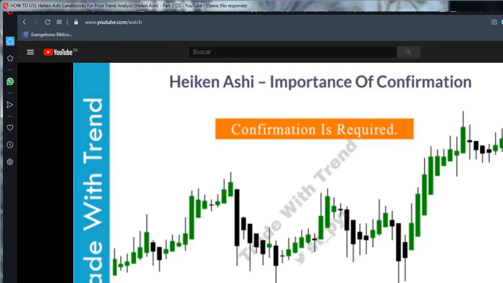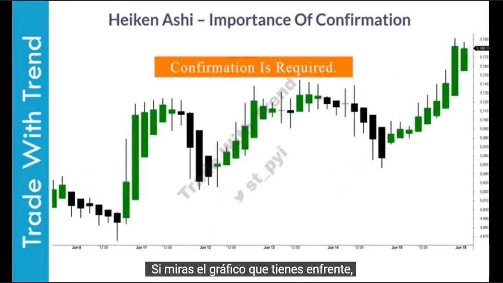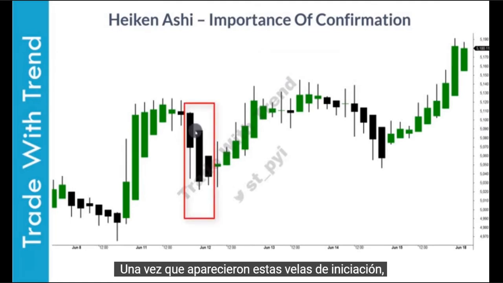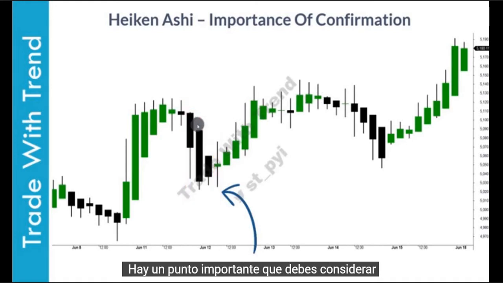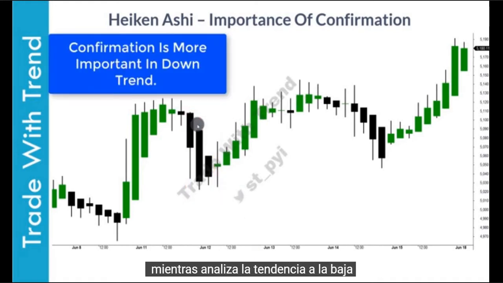Now without confirmation, risk always exists for trend to not continue and for prices to move lower. If you look at the chart in front of you, there are two initiation candles visible here. Now once these initiation candles showed up, there was no confirmation in form of continuation candles. We just got a couple of indecision candles here and then price started moving higher. Now there's one important point you have to consider while analyzing downtrend, and that is confirmation is more important when price is moving lower.